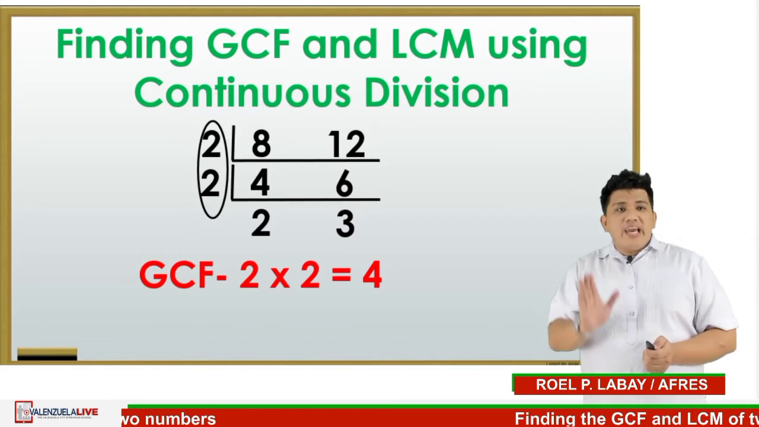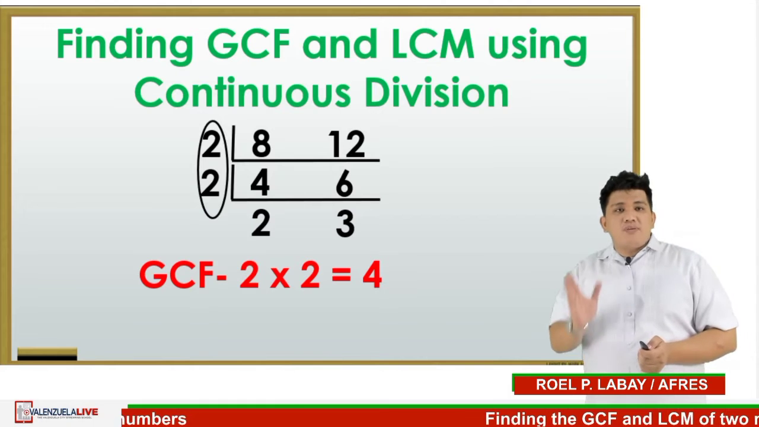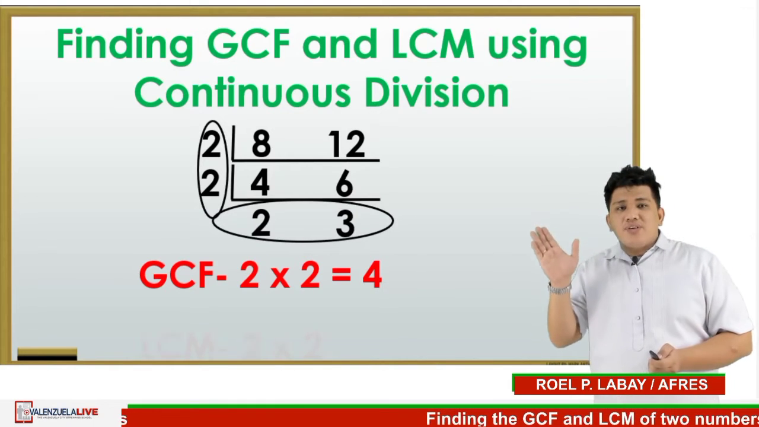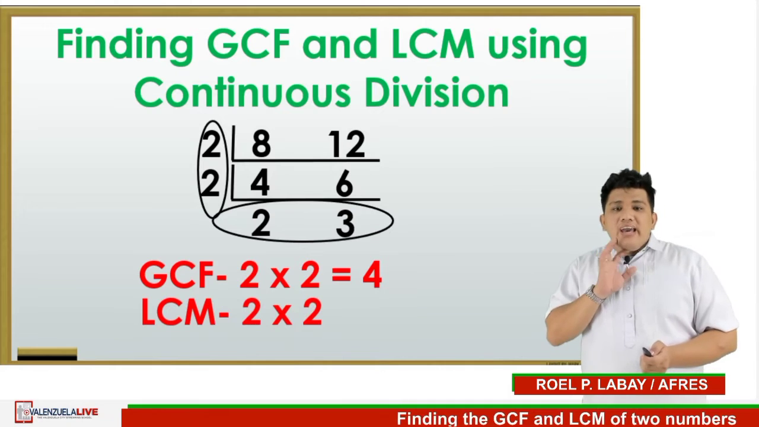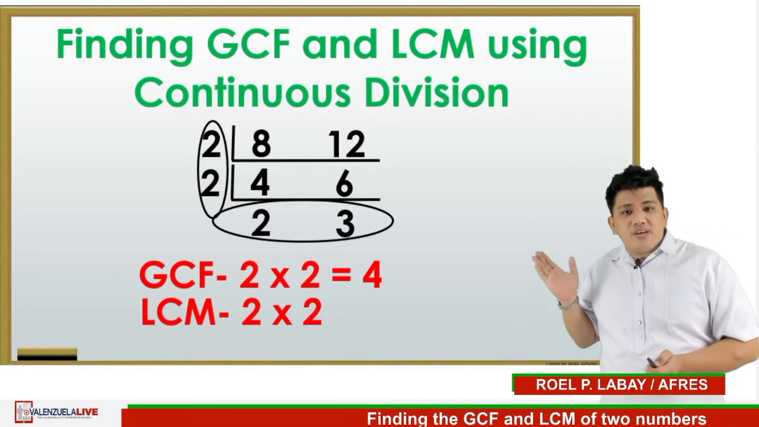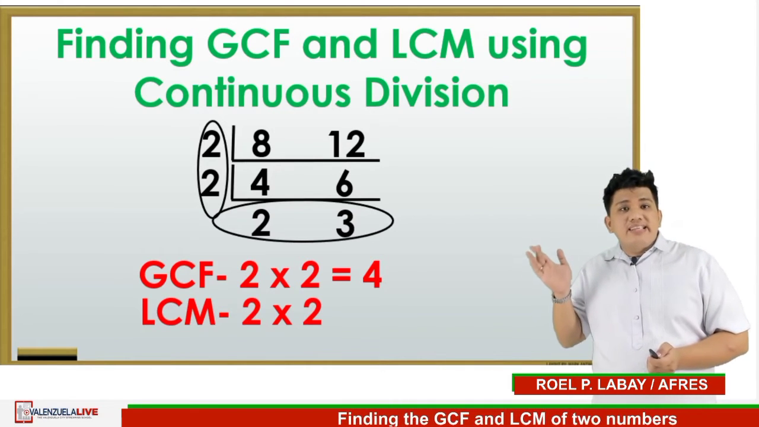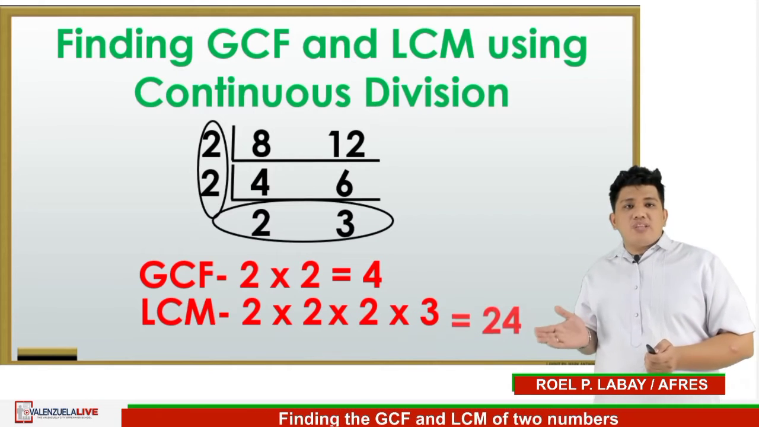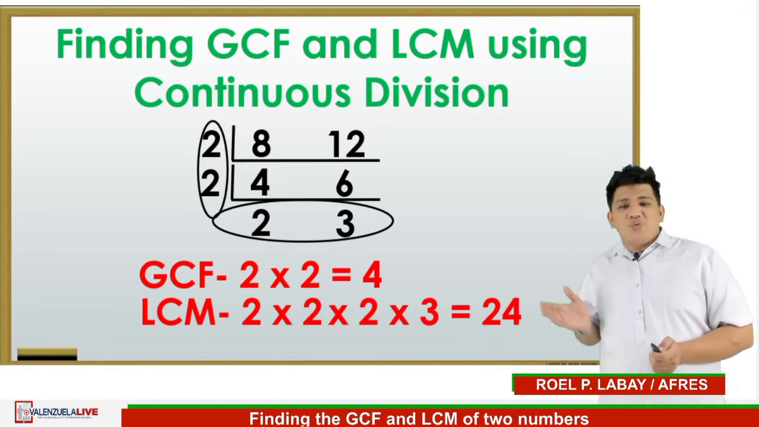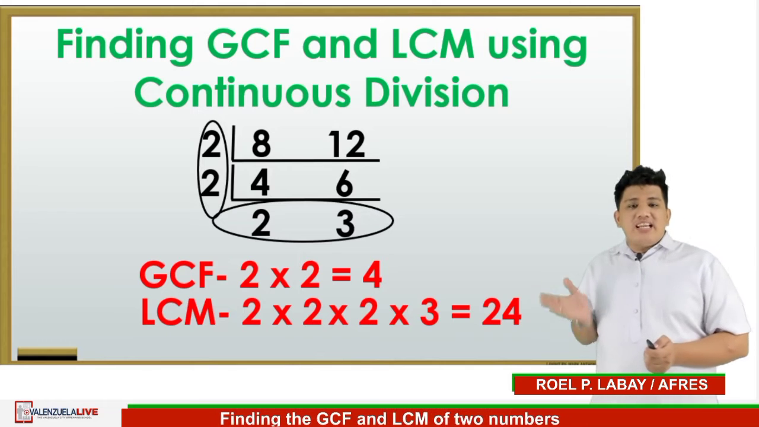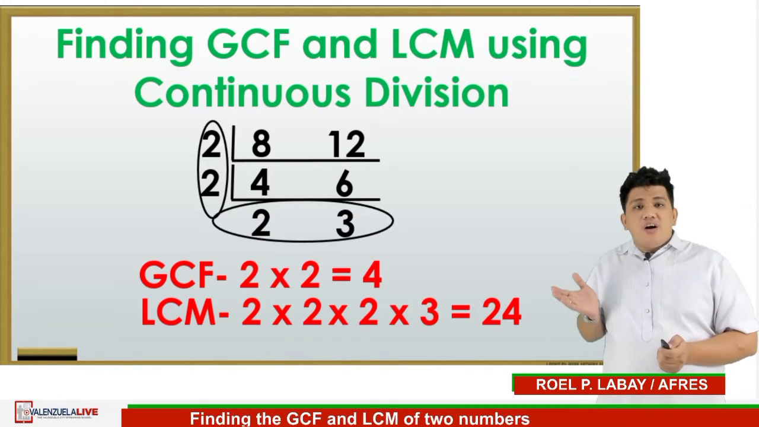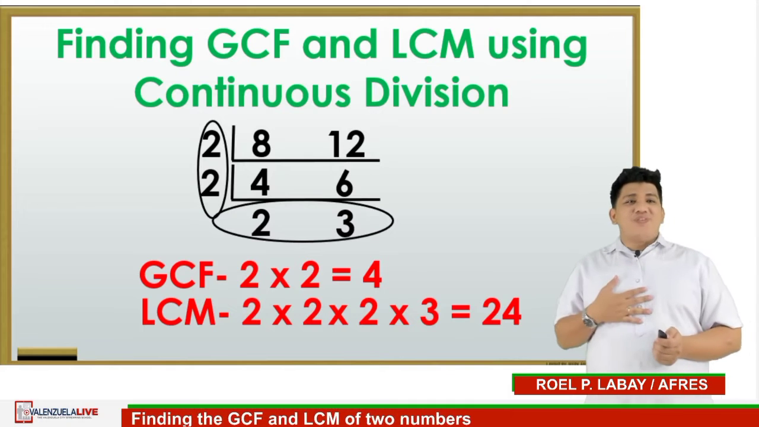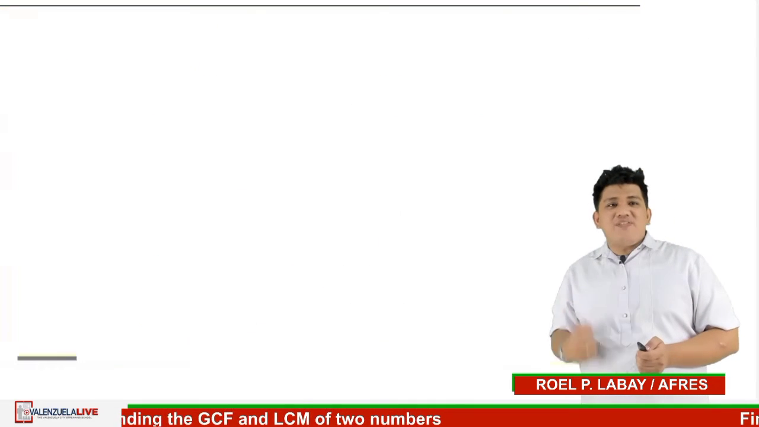Now, to get the LCM or the least common multiple of 8 and 12, let's multiply the prime divisors, which is 2 times 2, and the remaining quotients, which are 2 and 3. So, if we multiply 2 times 2 times 2 times 3, the answer is 24. Therefore, the least common multiple of 8 and 12 is 24.